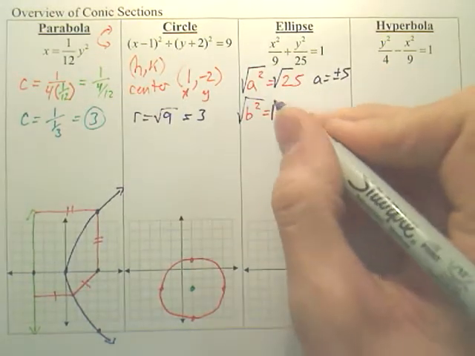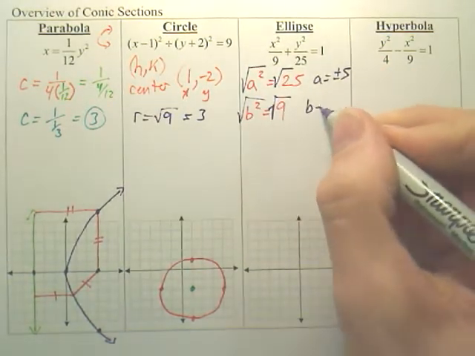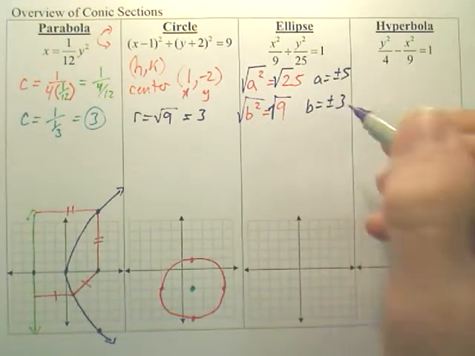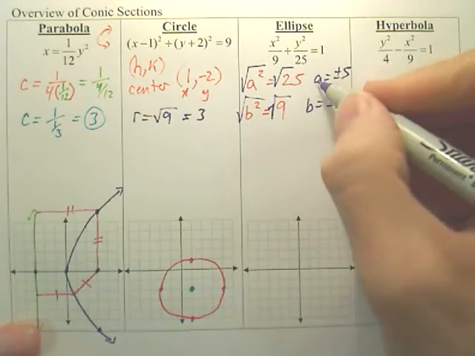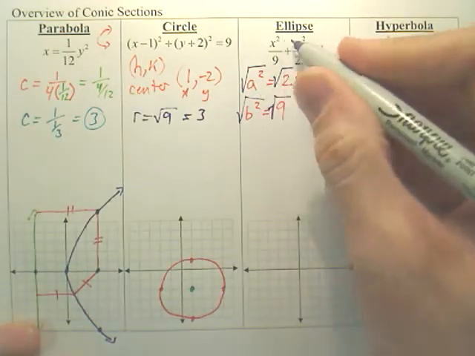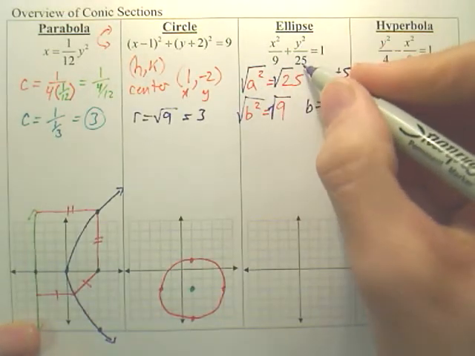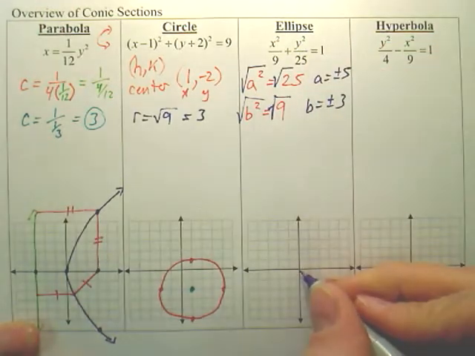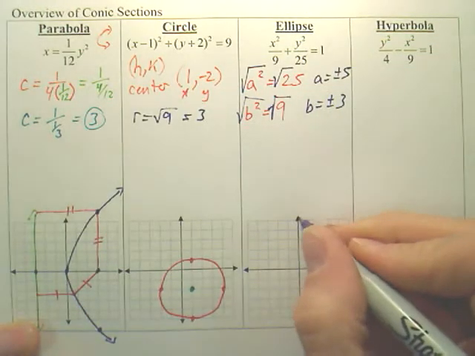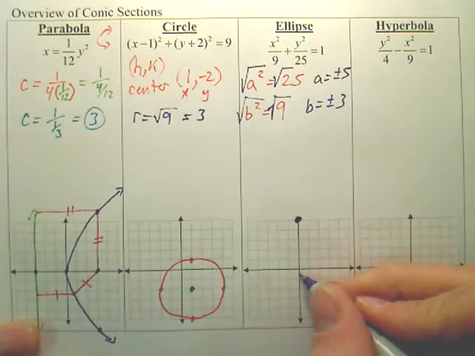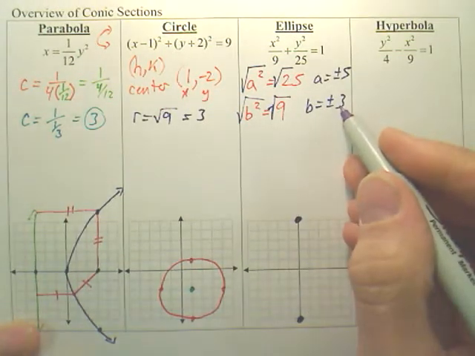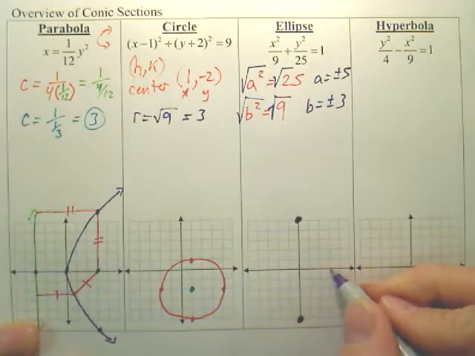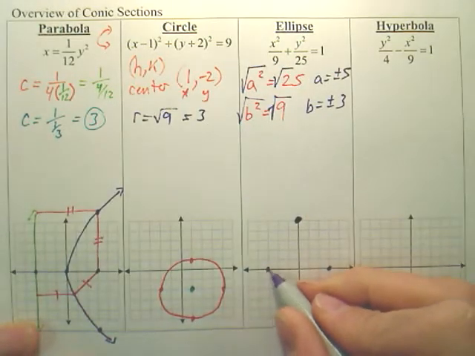And then you solve for b, and b is going to be plus or minus 3. And what does that mean? Well, the a value of 25 came from under the y. See how 25 is from under the y? So on the y-axis, you're going to go up 5 and down 5. And the b value, the 3, came from the x. So you can go left 3 and right 3.